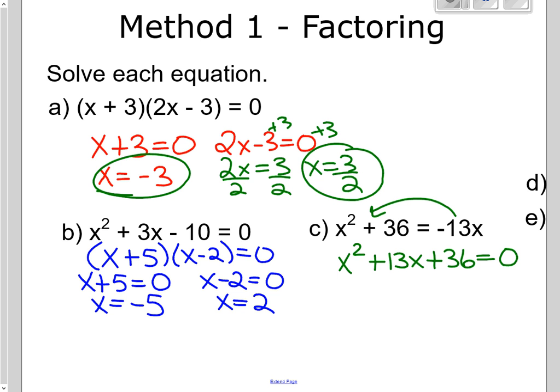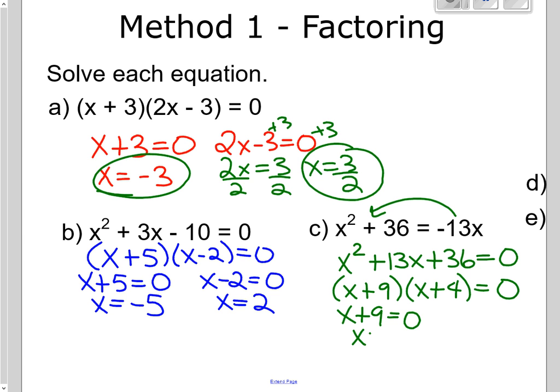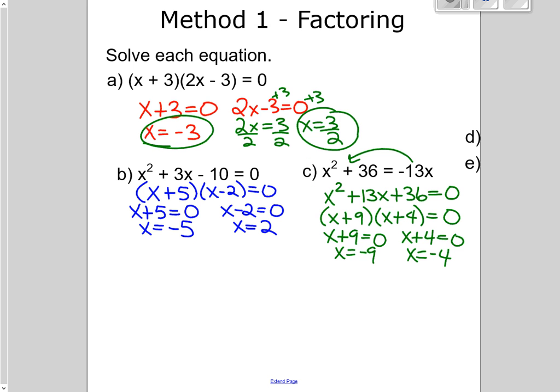And now look at that. I have a quadratic equation. I have all my terms on one side, and I have it equal to 0, which means I can go ahead and factor this. So two numbers that multiply to 36, but add together to give me 13, are going to be a positive 9 and a positive 4. And again, it's a matter of just taking each factor and setting it equal to 0 and solving for x. And in this case, we get our two solutions to be negative 9 and negative 4.